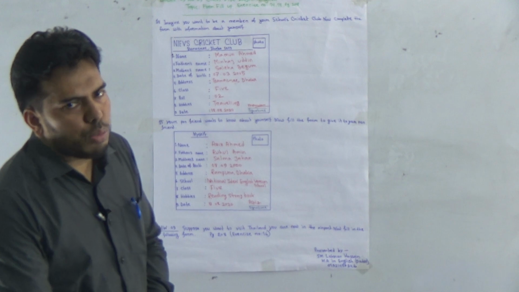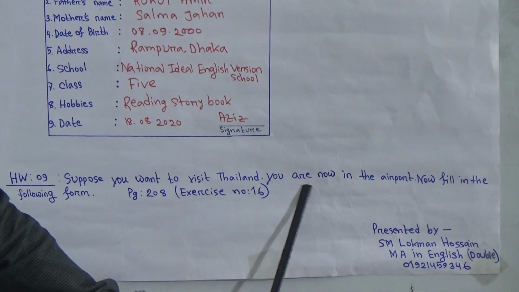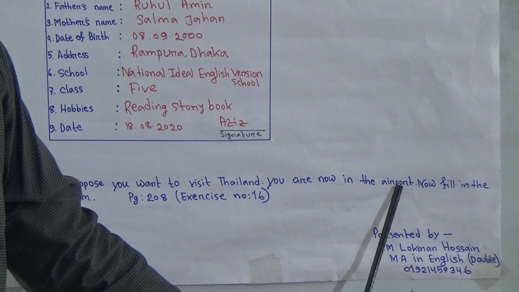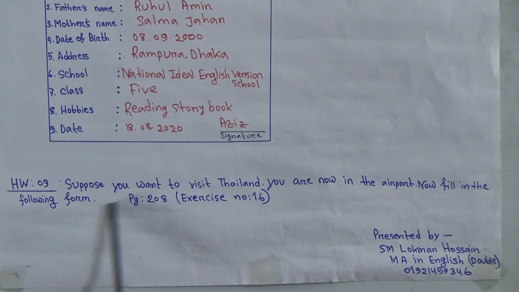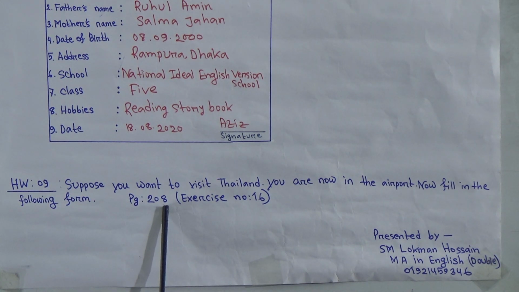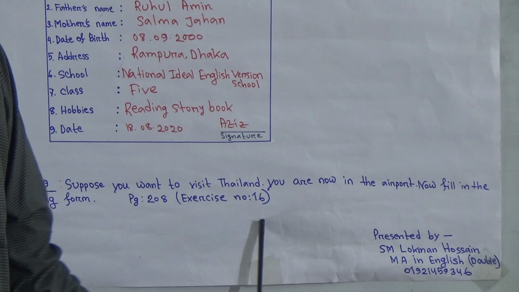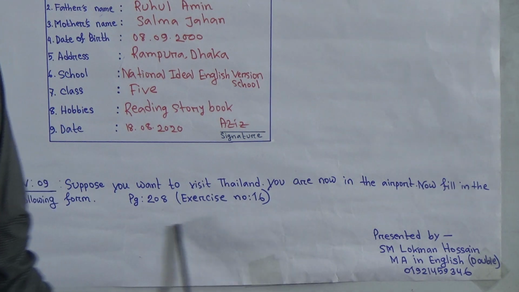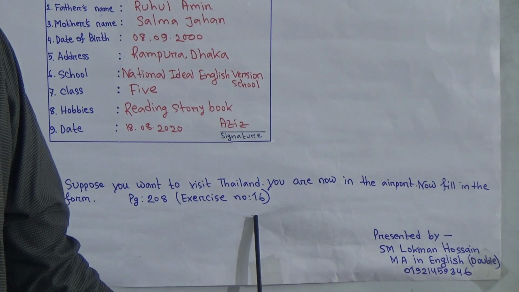Now take your HW. This is HW number 9. Suppose you want to visit Thailand. You are now at the airport. Now fill in the following form. It's on page number 208, exercise number 16 from your advanced learner's book. Follow page number 208, exercise number 16.